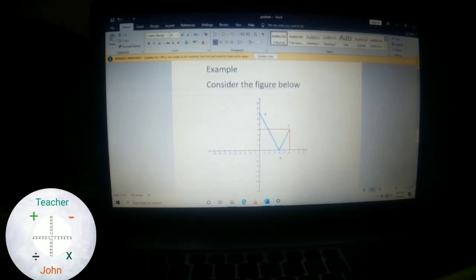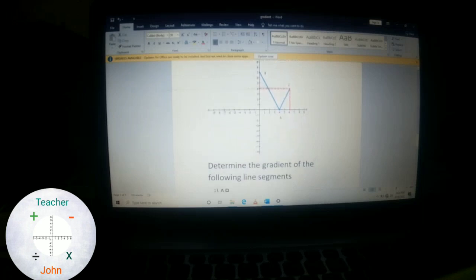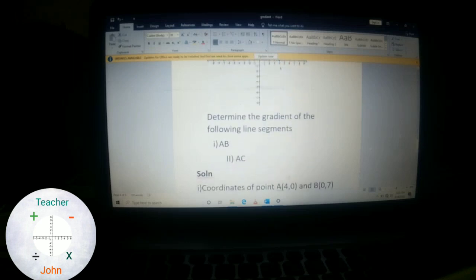We also have another example. They are saying consider the figure below. You are seeing the x-axis and the y-axis drawn. We have the points A, B, and C. So, what do they want us to do? They are saying determine the gradient of the following line segments. So they have said AB.